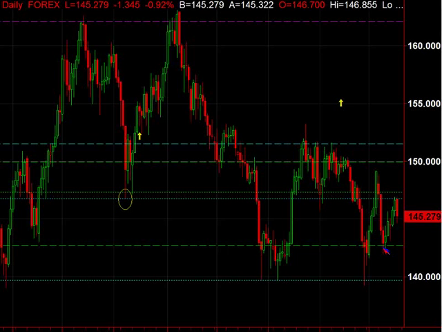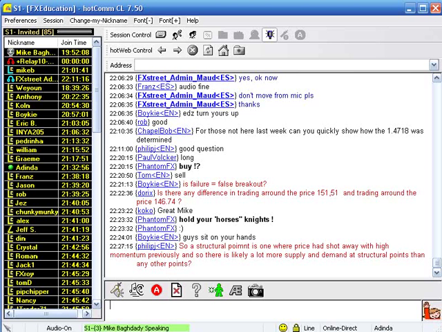Okay? So I'm going to answer this, and then I'm going to walk you through the process of how to identify a structural point and how to identify the failure. So I'm going to see Philip's question, and then I'm going to show you. So a structural point is one where price had shot away with high momentum previously, and so there is likely more supply than demand. The structural point.